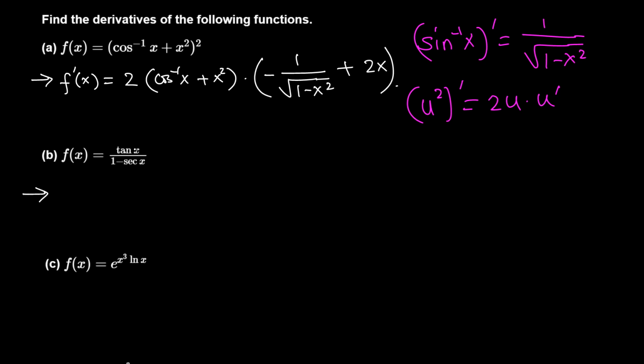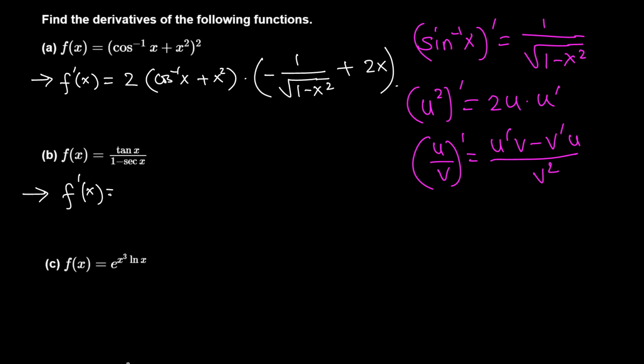In part B, this is just a simple fraction, and we know that whenever we have a fraction like, say, u over v, then its derivative is u prime v minus v prime u over v squared. So v is 1 minus secant x and u is tangent x. Okay, so let's find the derivative.